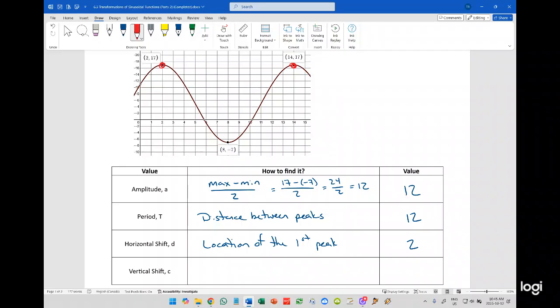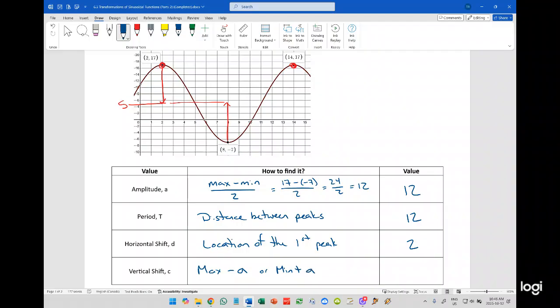12, the peak is 12 above the rest position. Well, 12 below the peak will take us down to 5. And 12 above the minimum will also take us to 5. So we can either do the max minus the amplitude or the min plus the amplitude.